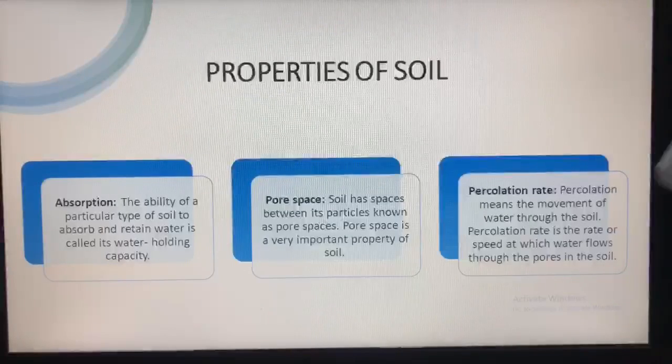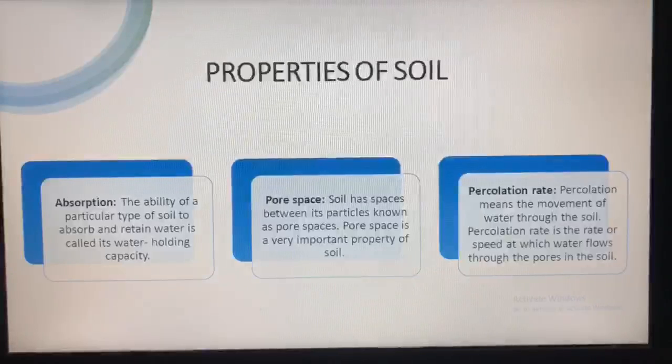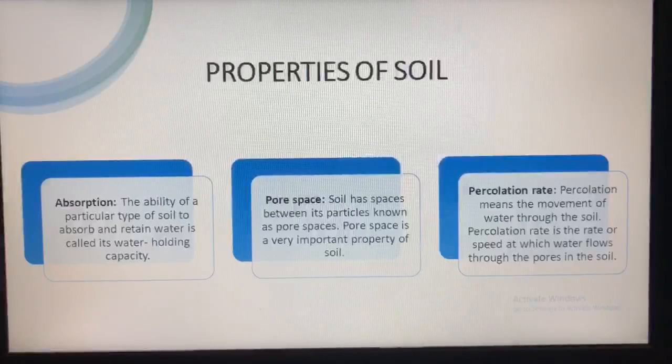The next one is percolation rate. So percolation means the movement of water through the soil. Percolation rate is the rate or speed at which water flows through the pores in the soil. So three properties we have studied, that is absorption, pore space, and percolation rate.